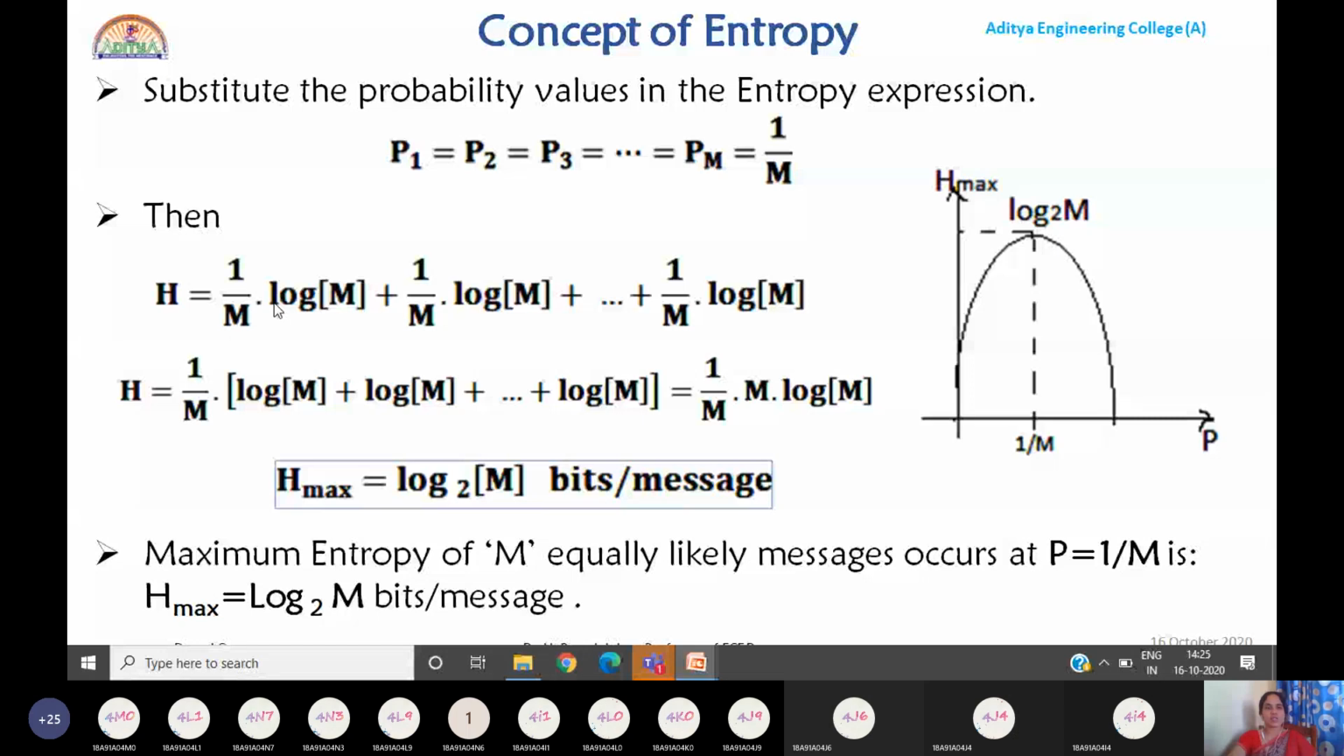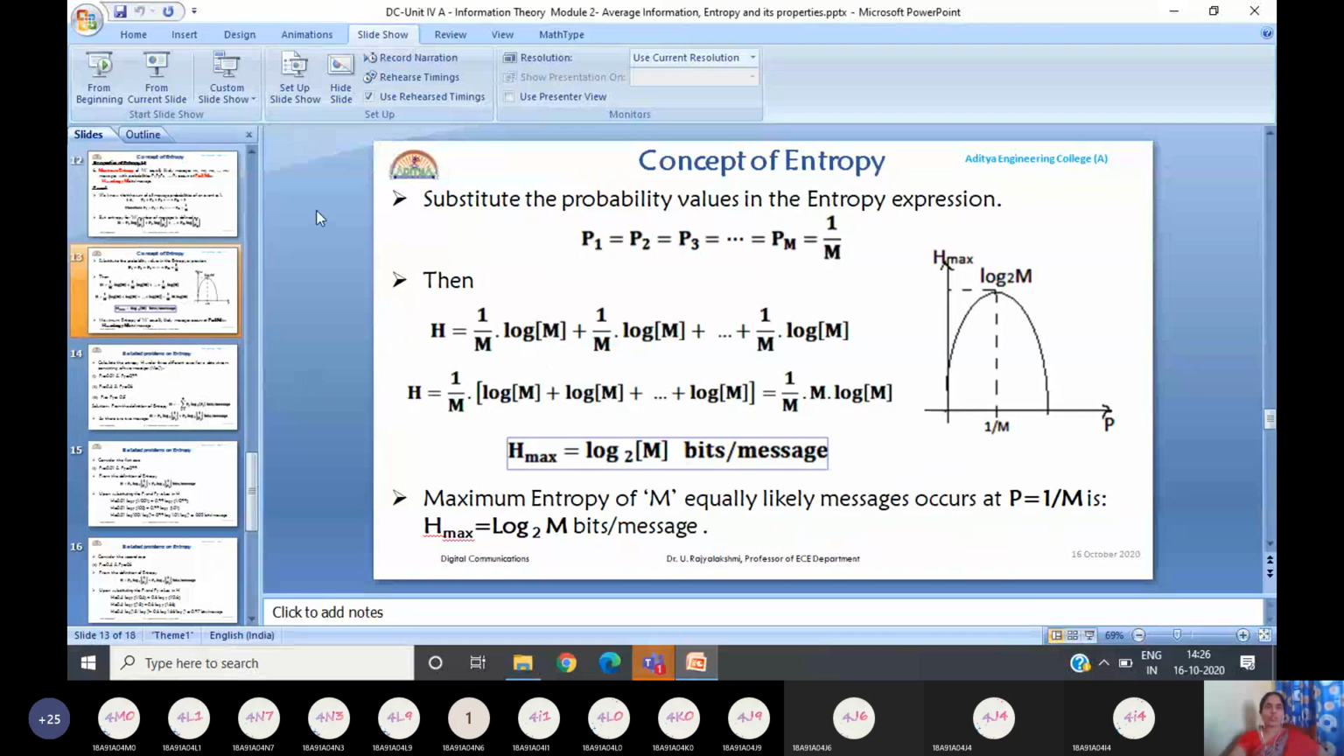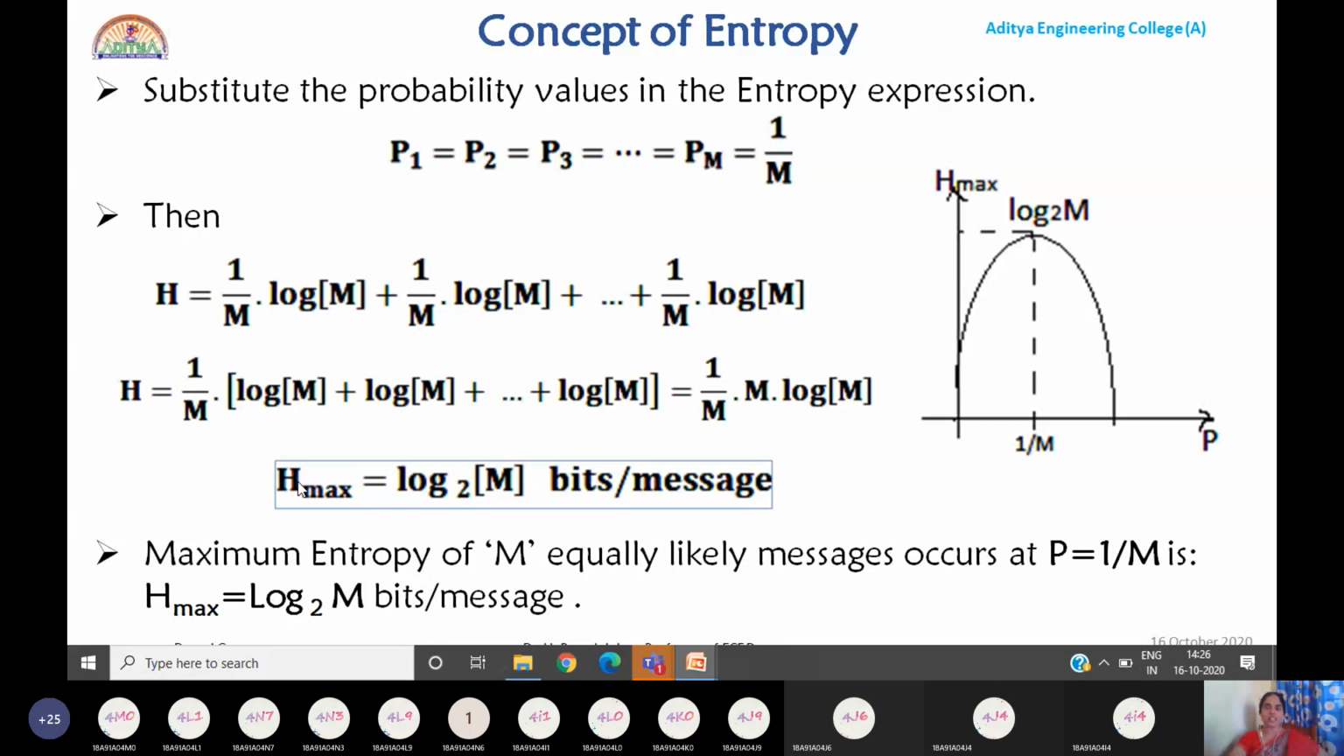But this log m base 2 is added how many times? M times you are adding. So that's why 1 by m into m times log m base 2. So that's why H max will be, m and m get cancelled, so you will get log m base 2. So what is the maximum entropy for m equally likely messages? It is log m base 2.